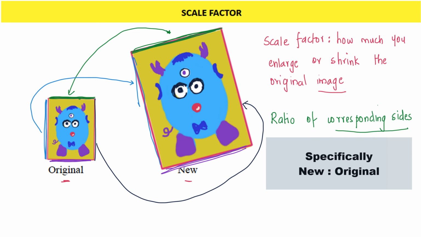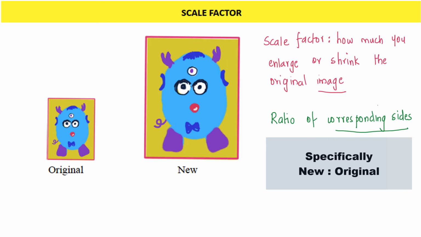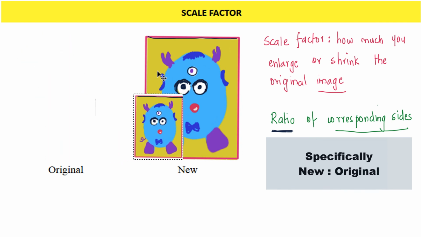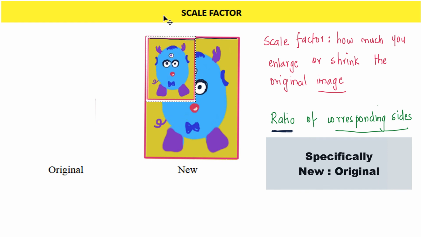Now let's clean this up a little bit. So here we go. Now let's think about what a scale factor is. The scale factor is the ratio of the corresponding sides. We know that this side corresponds with this side. Let's compare the two sides. I'm going to move this monster closer to the new monster and let's see.